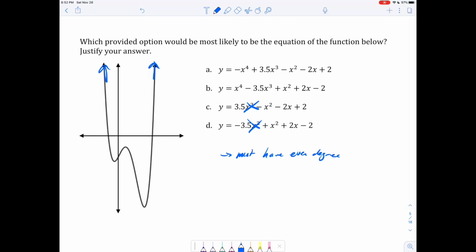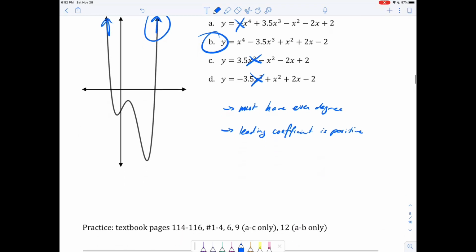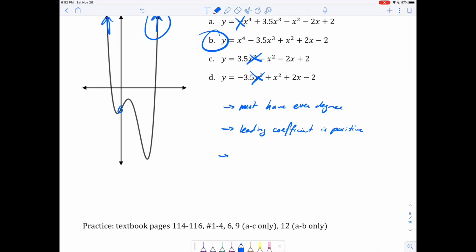The other thing is that since they're both going up, or at least since it's going up on the right side, that must mean that the leading coefficient is positive. Which means it can't be that. In theory, that means it's B. And just for another check, we've got a negative y-intercept, which that answer does have. So we're all good to go.